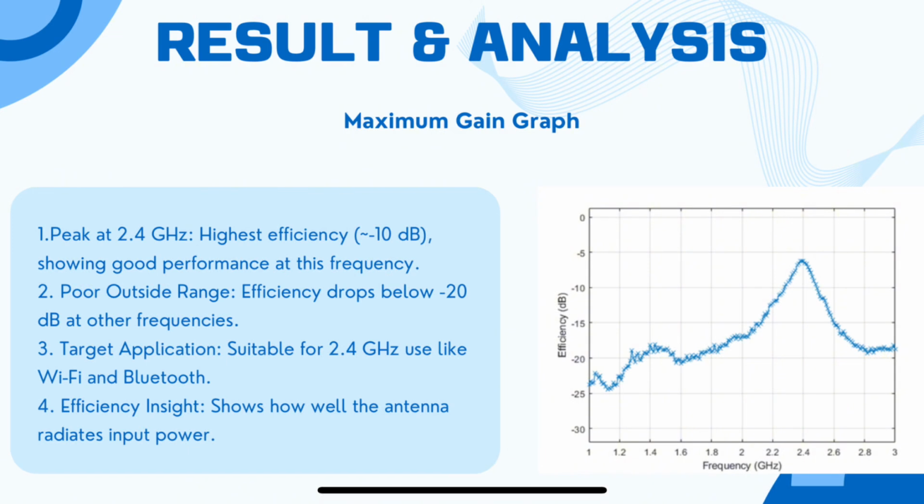This is the maximum gain graph, where first, the peak at 2.4 GHz is the highest efficiency, around negative 10 dB. Second, efficiency drops below negative 20 dB at 1 to 1.8 GHz. Third, it is suitable for 2.4 GHz applications such as Wi-Fi and Bluetooth. Lastly, this graph helps to assess how much input power is effectively radiated. A higher dB value means better gain and lower power loss.